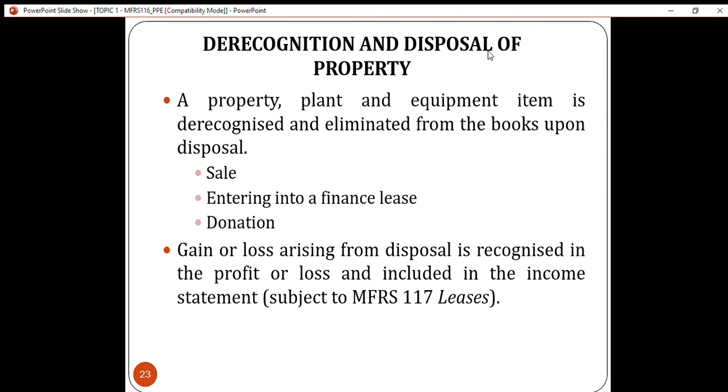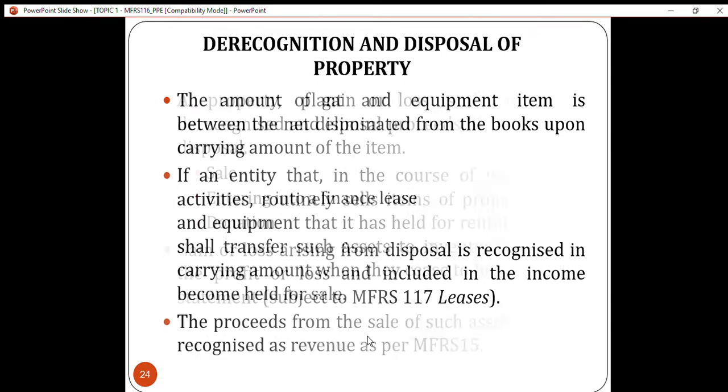I'm going to continue with the second part of the topic of PPE, that is on derecognition and disposal of property. A property, plant and equipment item is derecognized and eliminated from the books upon disposal, that is from the sale of the PPE, entering into a finance lease or donation. Gain or loss arising from disposal is recognized in the profit or loss and included in the income statement.